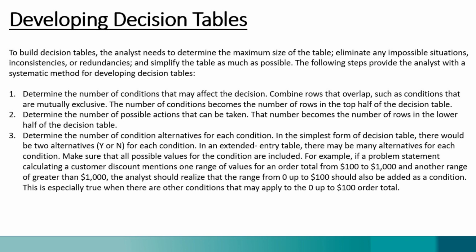For example, if a problem statement calculating a customer discount mentions one range of values for an order total from $100 to $1,000 and another range of greater than $1,000, the analyst should realize that the range from $0 up to $100 should also be added as a condition. This is especially true when there are other conditions that may apply to the $0 up to $100 order total.